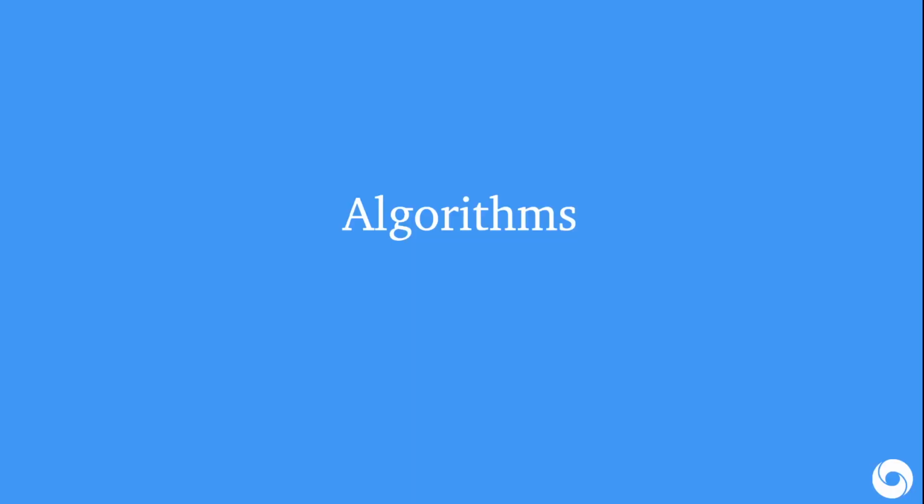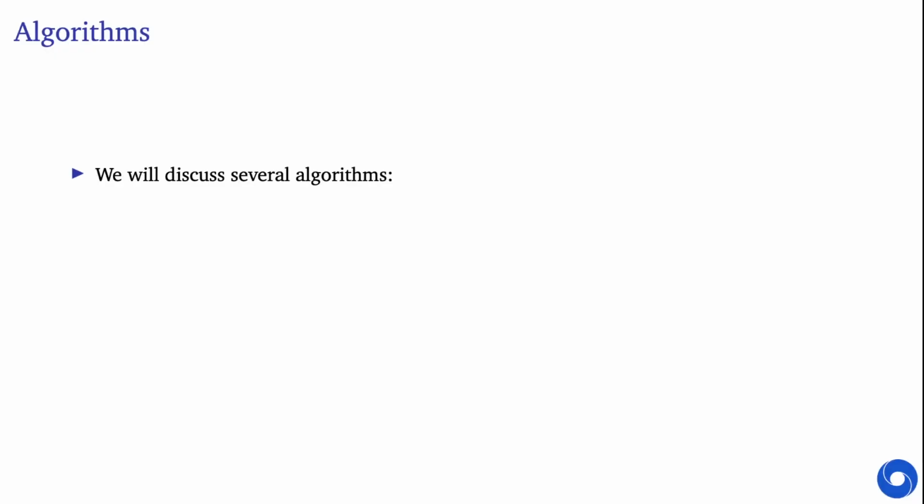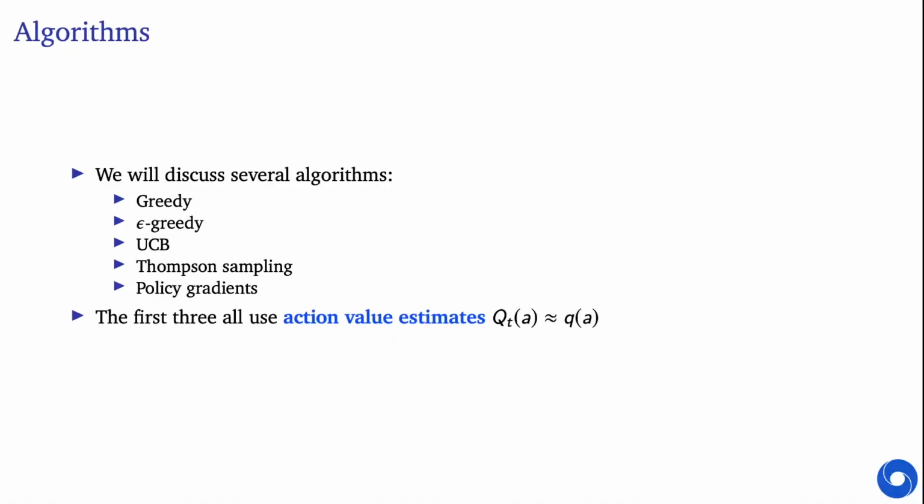Okay, so let's get started. We will discuss the greedy policy, an epsilon-greedy strategy, which I'll explain what that is, the UCB algorithm, Thompson sampling, and policy gradients. And I will explain what each of these means in what follows. This is just a quick overview. If you don't know what these terms mean, that's perfectly okay, because I'm going to explain that in a second.